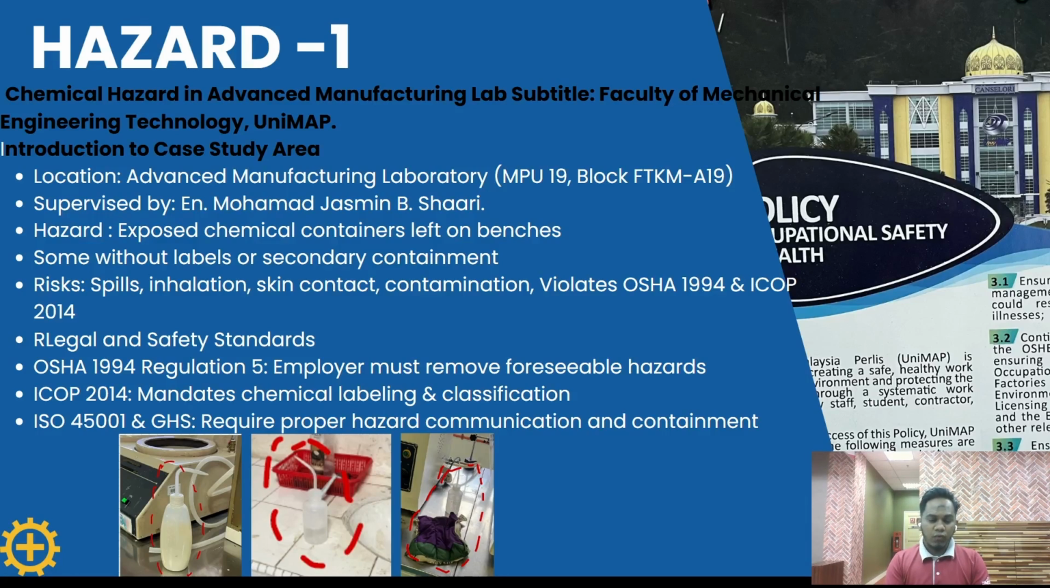Furthermore, ISO 45001 and GHS standards require efficient hazard communication and proper containment of chemicals to ensure workplace safety. Immediate corrective actions like proper labeling, storing in a safety cabinet, and staff training should be implemented to prevent any chemical related accidents.